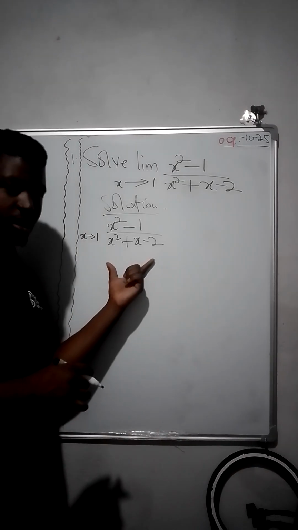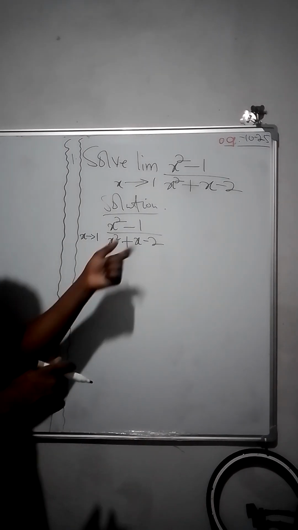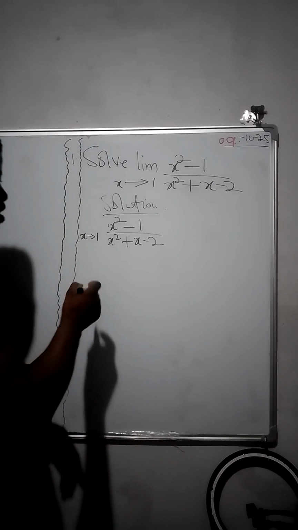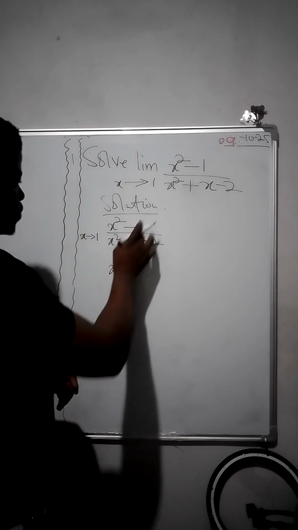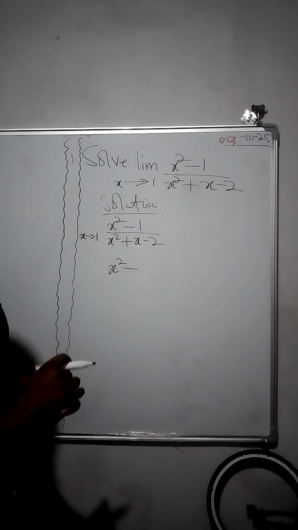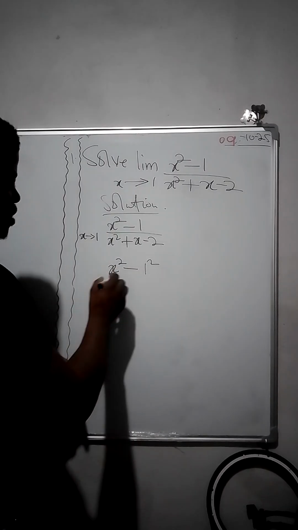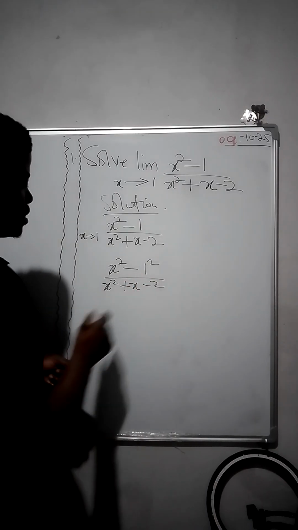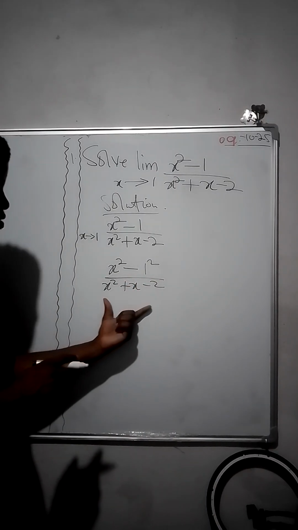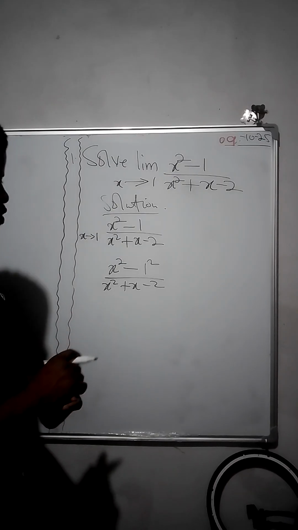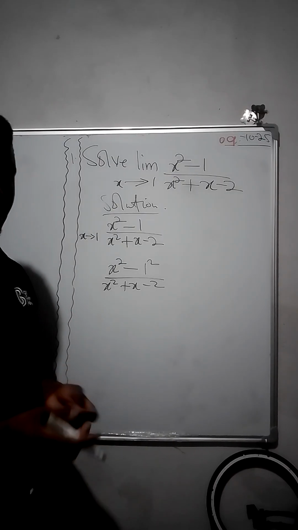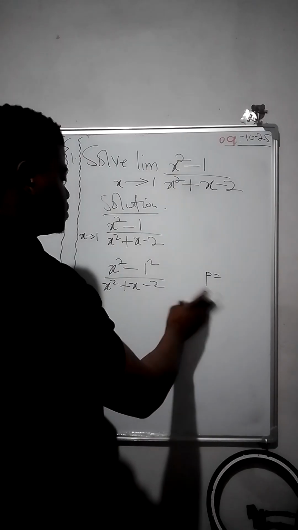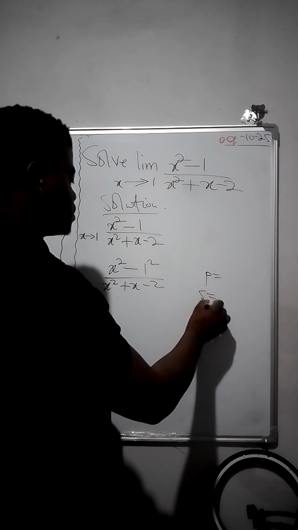When you are dealing with this kind of question, or when you are factorizing, make sure that you factorize into the simplest form. So now we can have x squared minus 1, and we can write 1 as 1 squared because 1 is a perfect square, divided by x squared plus x minus 2. Now we can also factorize the denominator using the factorization method. We find the product, the sum, and the two factors.